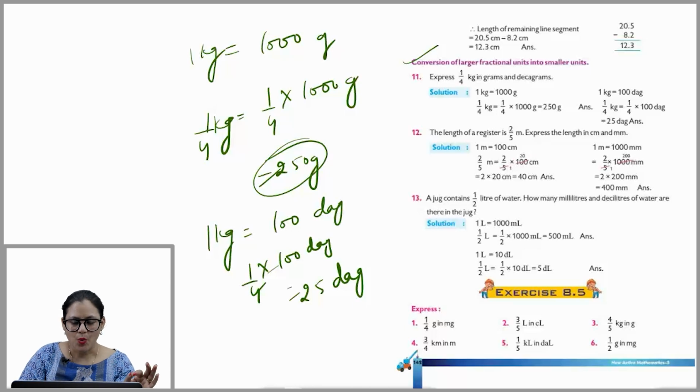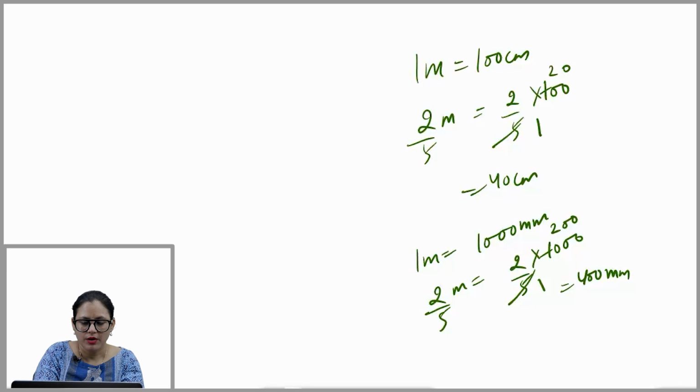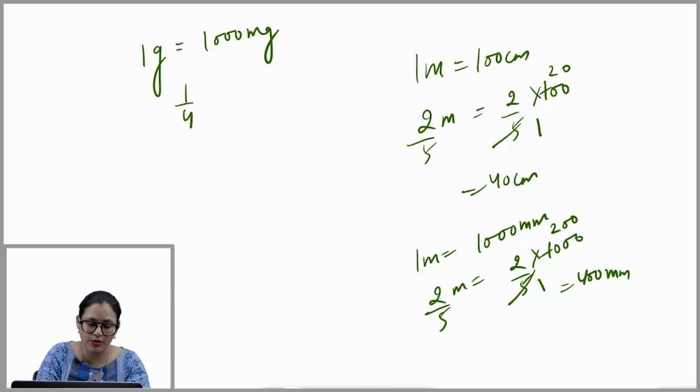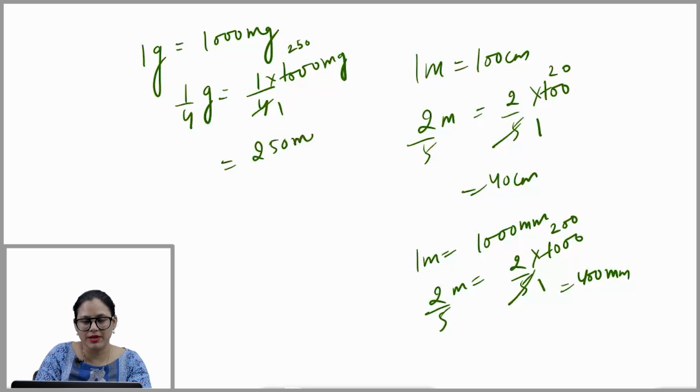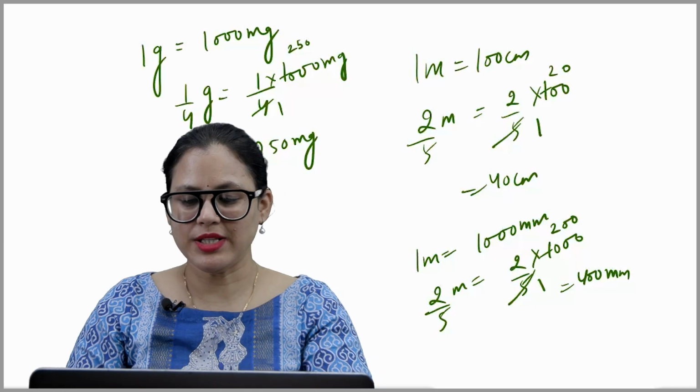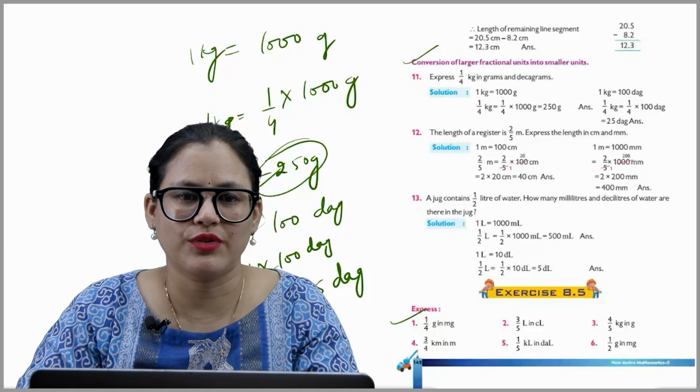You have to express 1/4 gram in milligram. Okay. 1 gram is equal to 1000 milligram. So you have to find 1/4 gram. What would it be? 1/4 into 1000 milligram. 4 ones are 4, 4 twos are 8, 4 fives are 20 and 0. So 250 milligram is the answer. Right, students? Now you will do practice of the remaining questions.